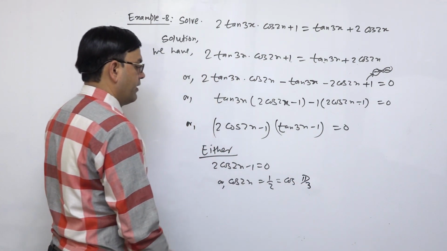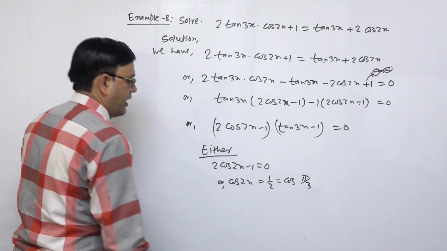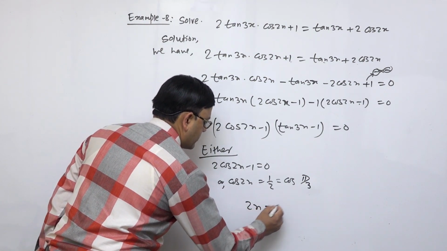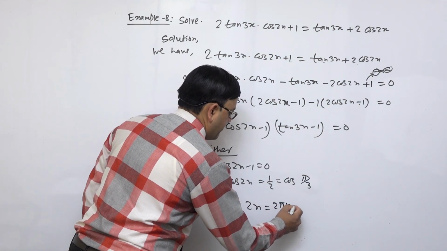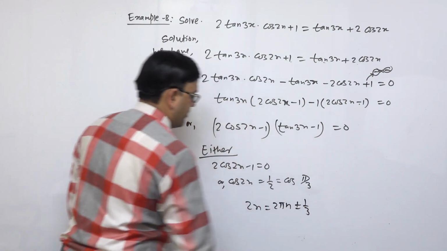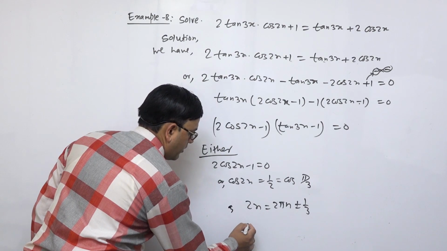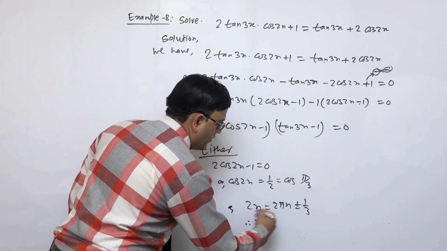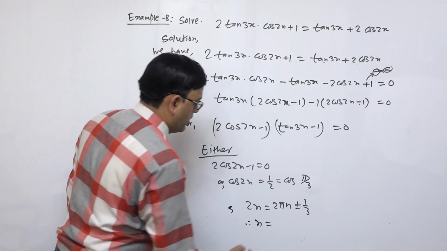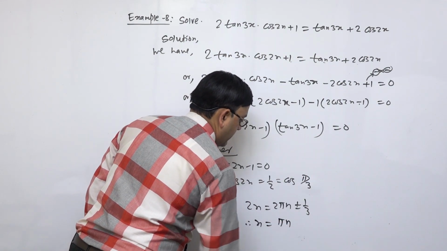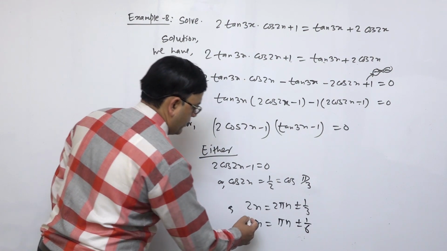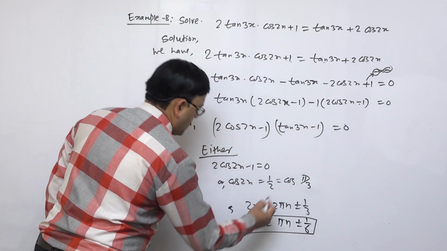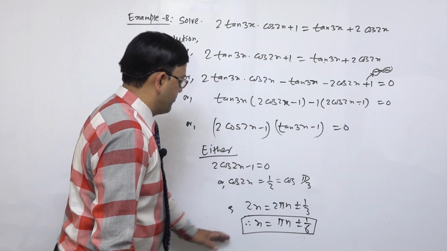This is 60 degrees. So we can write here 2x is equal to 2 pi n plus minus pi by 3, therefore we can write x is equal to, we can divide it by 2, so pi n plus minus pi by 6 is the required solution of this first case.